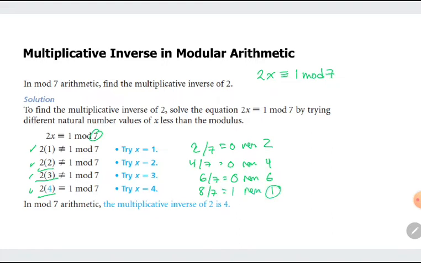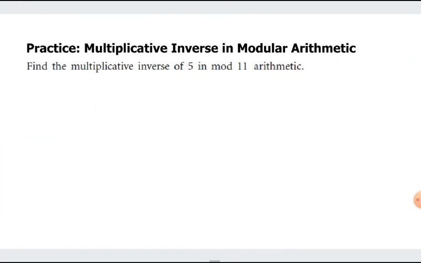So the multiplicative inverse of 2 in mod 7 arithmetic is 4. If you multiply 2 by 4, that would be 8, and that will make this congruence equation true. Here, find the multiplicative inverse of 5 in mod 11 arithmetic. So we're looking for a multiplier to 5 such that this congruence will be true.